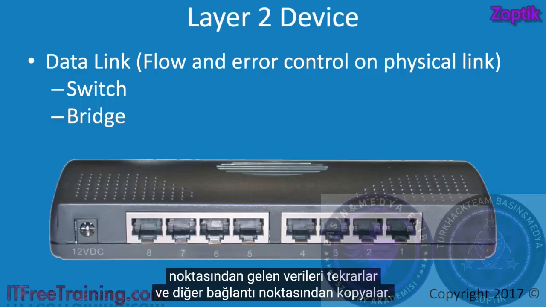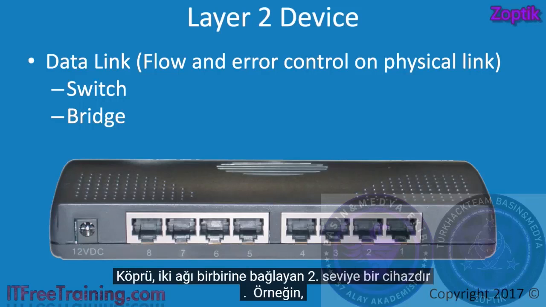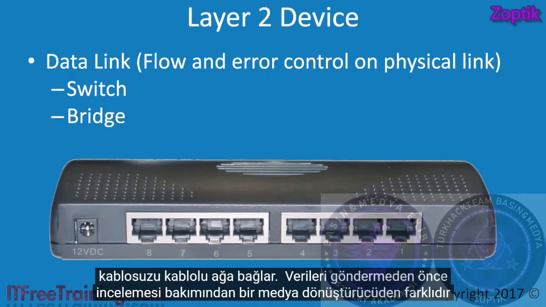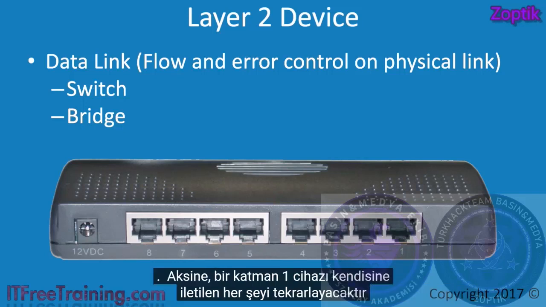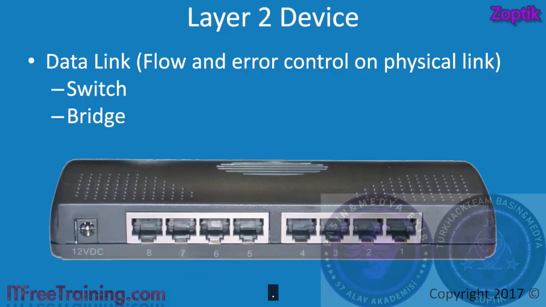A bridge is a Layer 2 device that connects two networks together. For example, it connects a wireless to a wired network. It is different from a media converter in that it inspects the data before sending it. For example, data that does not need to be sent to the wireless won't be. In contrast, a Layer 1 device will repeat everything that is transmitted to it.